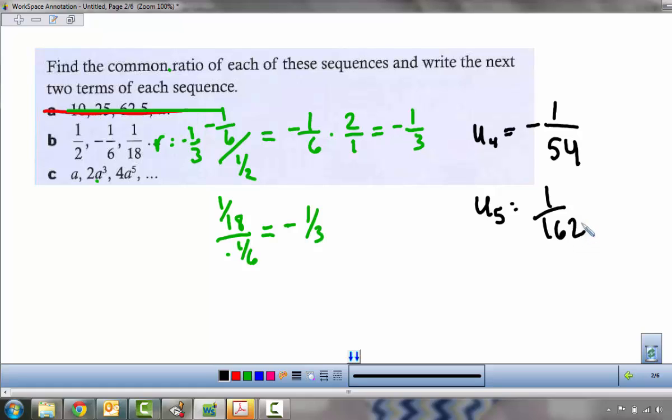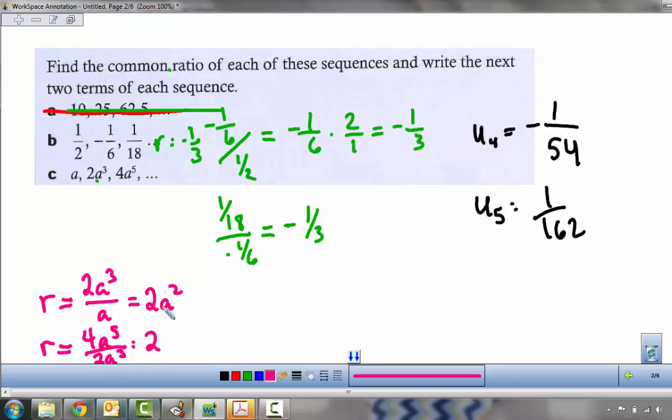What do we do for C? There's no numbers. Oh my goodness. Well, that's okay, guys. To find the common ratio, remember we're taking the second term and dividing by the one immediately before it. So our common ratio is 2a squared. Hopefully, we should verify that it's the same between these two terms. So 4a to the fifth over 2a cubed is 2a squared. Same. So that means we do indeed have a common ratio. C is indeed a geometric sequence.